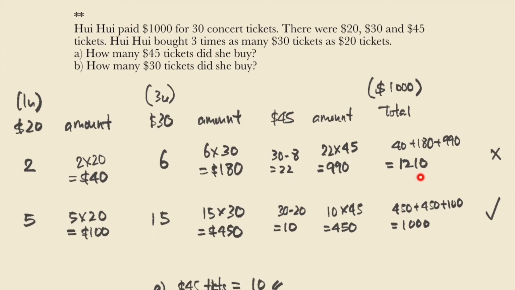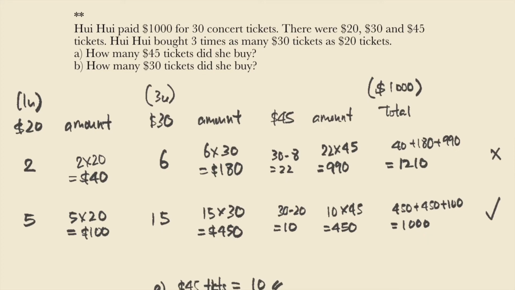That's too much money. So I'm gonna increase the number of the cheap tickets by 1 or 2, or up to you, right? So in this case, I chose 5, which means I have to multiply this by 3, giving us 15. Then I've got to take 30 minus 20. So that's 10 $45 tickets. And if you do the calculations, you get exactly $1,000.